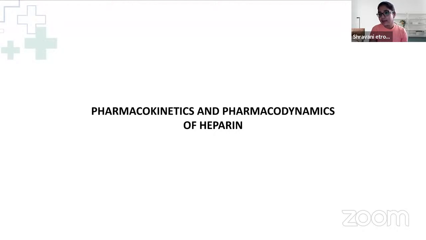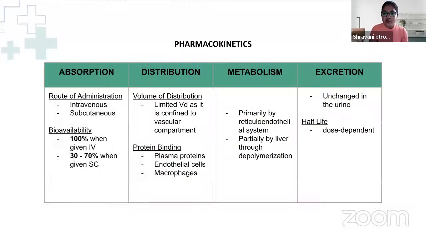Pharmacokinetics and pharmacodynamics of heparin. We know that heparin is administered both intravenously and subcutaneously. The bioavailability of IV heparin is 100%. However, the bioavailability of subcutaneous administration of heparin is only 30 to 70%. In terms of protein binding, it also binds to plasma proteins, endothelial cells, and macrophages. And the half-life is dose dependent.